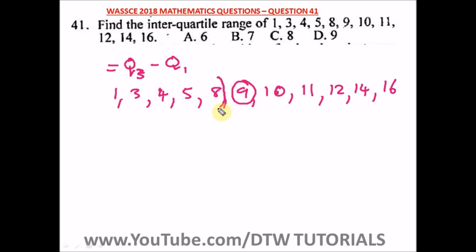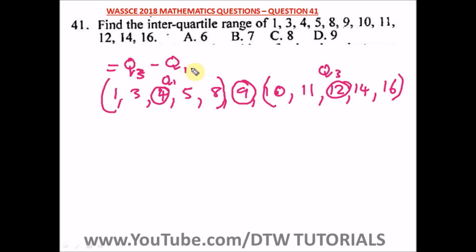So this is our lower quartile, Q1, and this is our upper quartile, Q3. How do we get our lower quartile? It is the median of this particular set. And what's the median of this set of numbers? The median is 4. To get our upper quartile is also the median of this set of numbers. And what's the median, which is the middle number? It is 12.